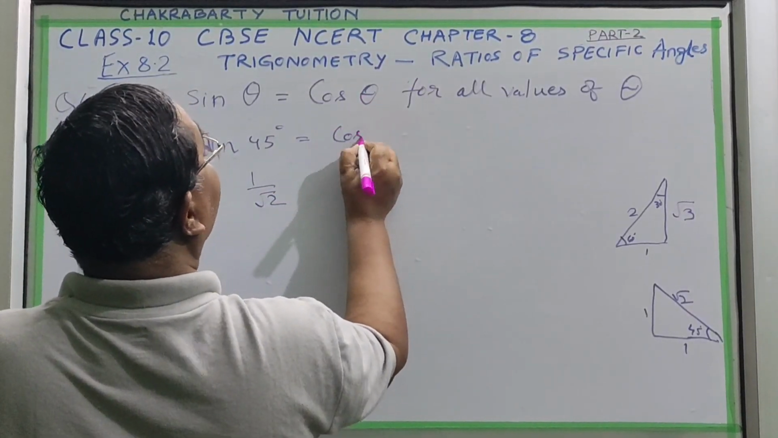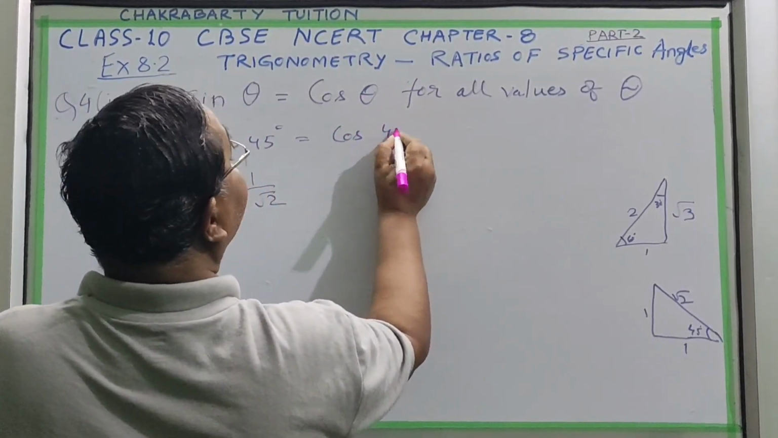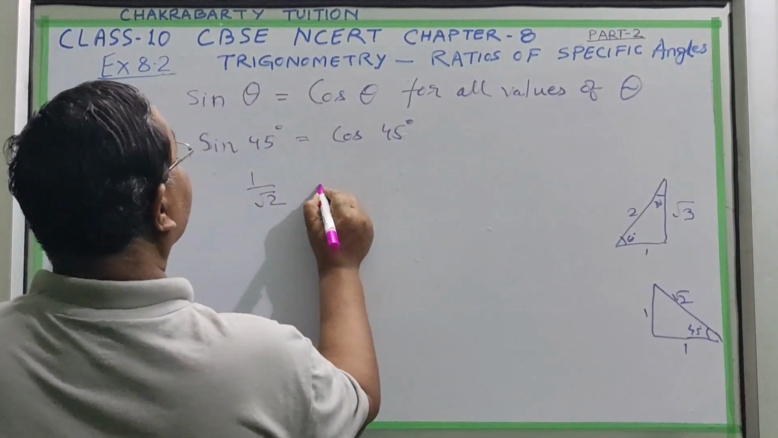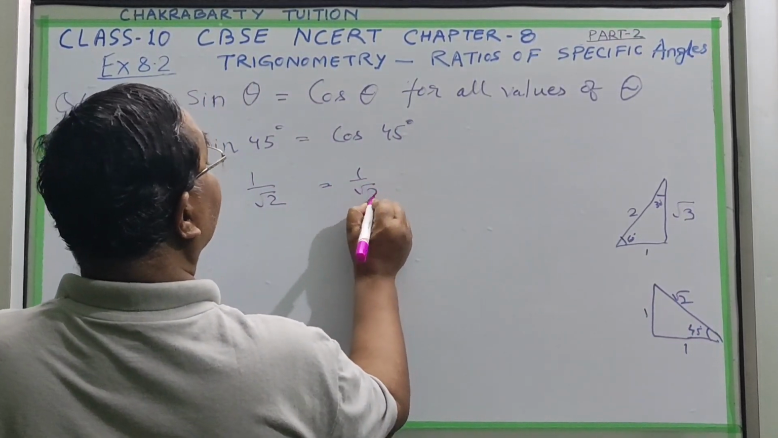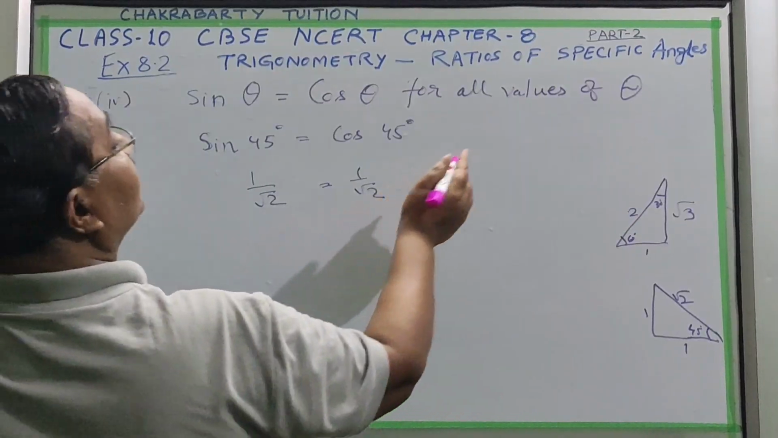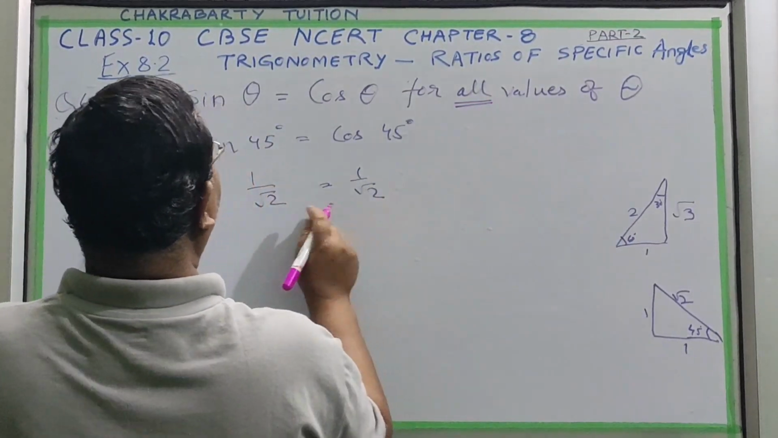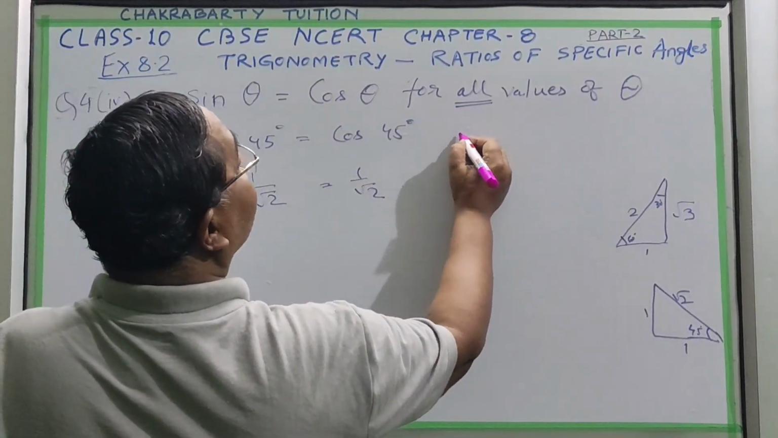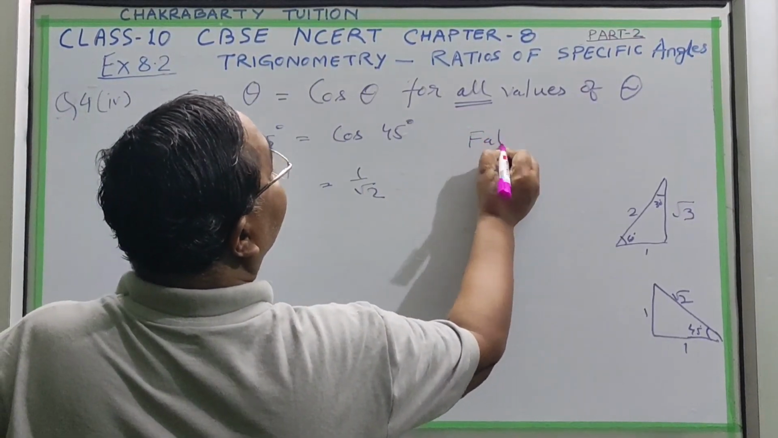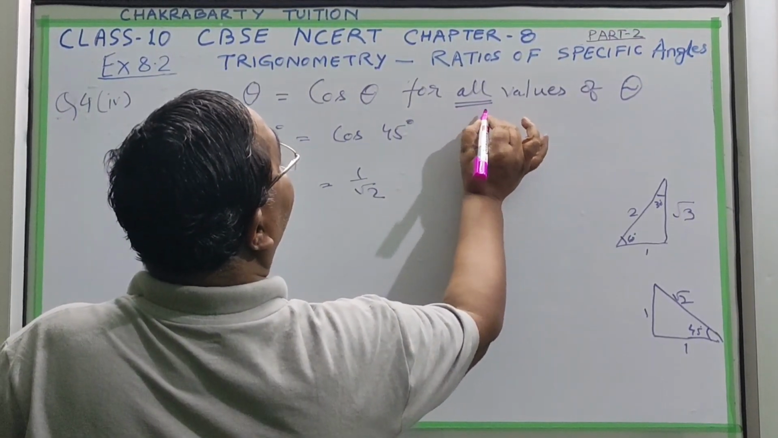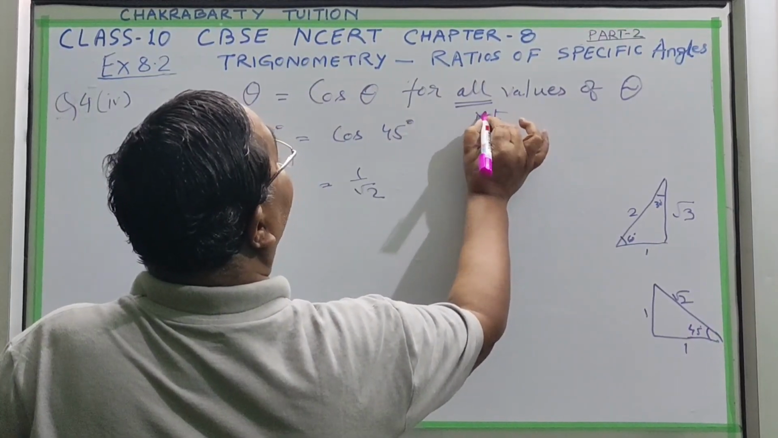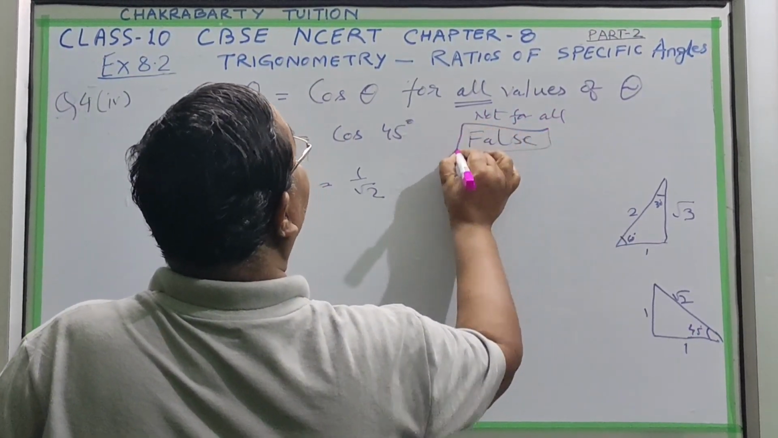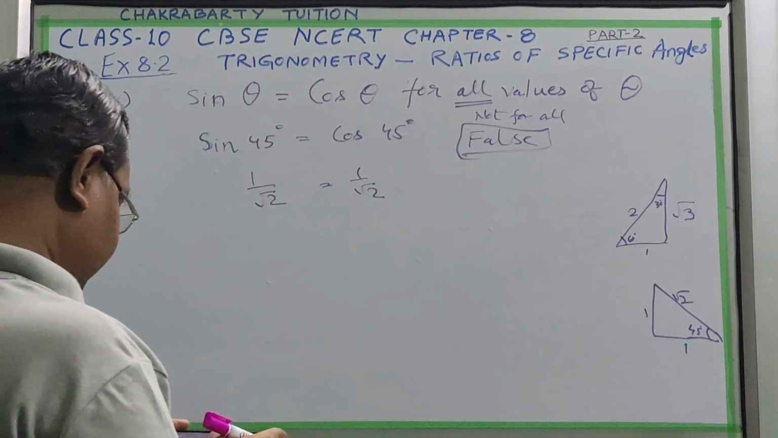And if you take cos 45 degree, cos 45 is also 1 under root 2. So here it is the same. So not for all, but for 45 degree it is coming the same. So it is false. It is not for all. So answer will be false. Okay, now question number 5.